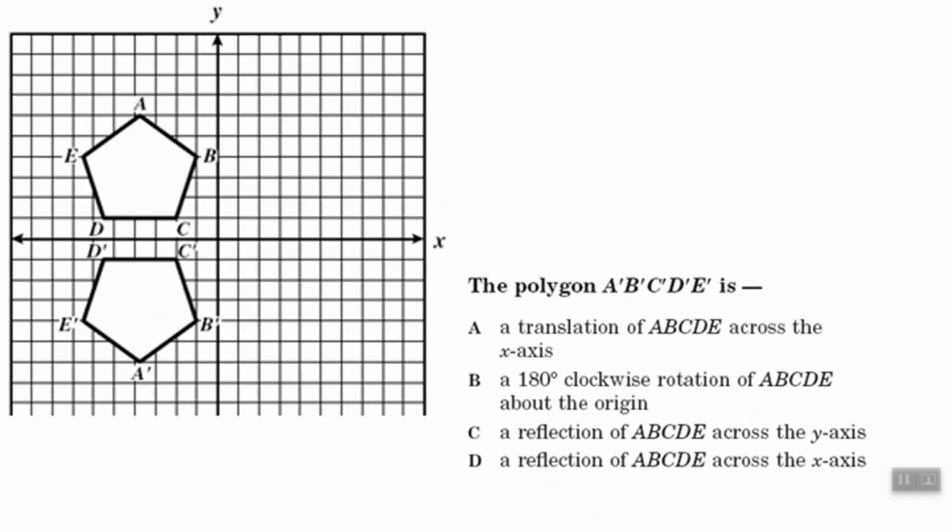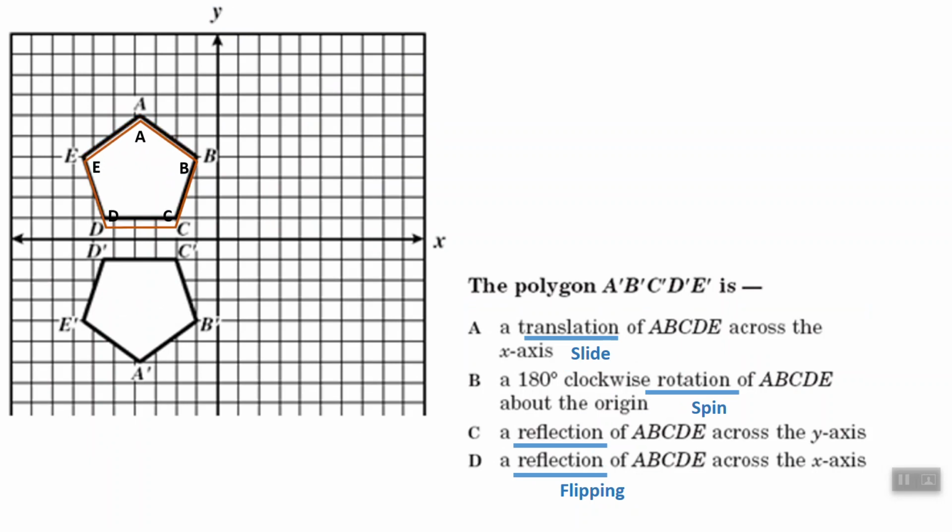Now we see a pre-image A, B, C, D, E, and its image A prime, B prime, C prime, D prime, E prime, and we want to know what happened. Is it a translation across the x-axis? Did it merely slide into place? Is it a 180-degree clockwise rotation about the origin? Is it a reflection across the y-axis, or is it a reflection across the x-axis? So we're looking for that slide, that spin, or that flipping.